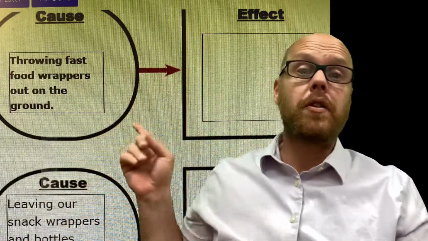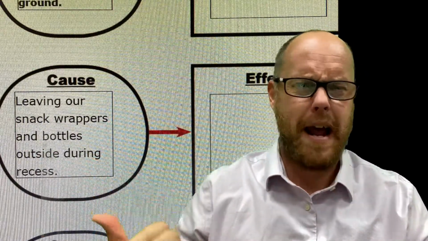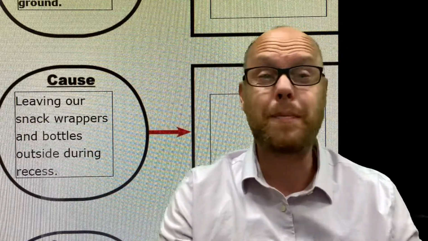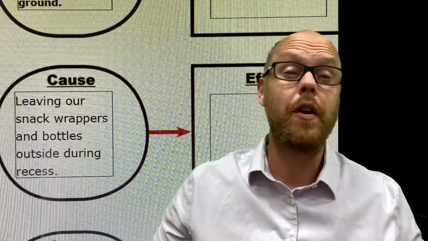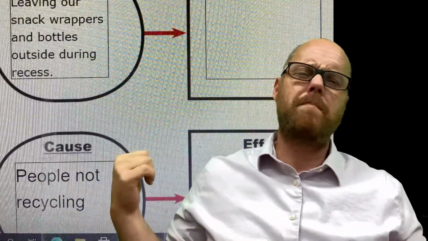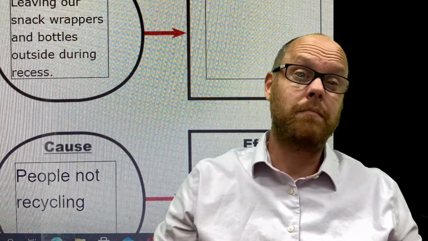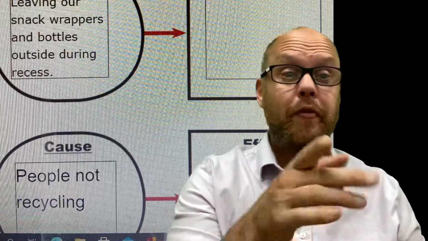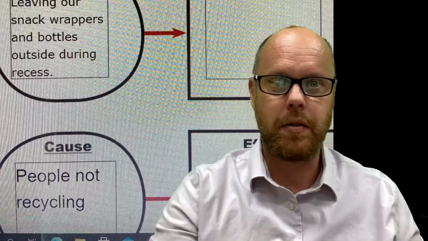Now, if you look at the other causes here, we have leaving our candy wrappers and our snack wrappers out at recess. Now, that's not just bad for the environment, that's bad for how our school looks. So I want you to think of a solution for that problem. And finally, the last one, I'm just going to leave right up there. People not recycling. What can that eventually lead to? Ladies and gentlemen, fill out this activity. And once again, I cannot wait to see your answers.